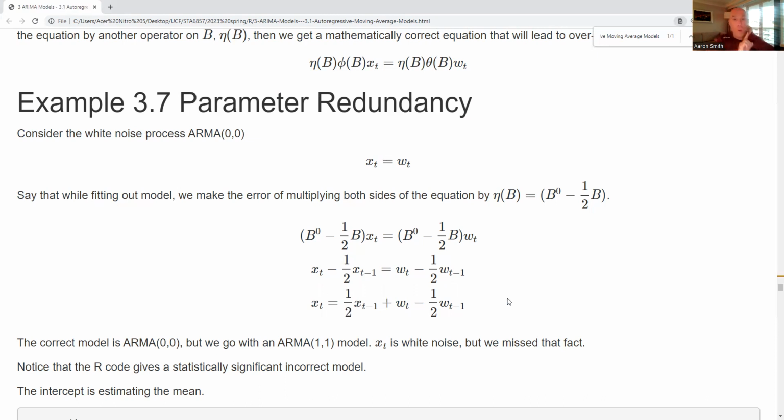Now, the correct model for this is an ARIMA 0-0 model. Here, P and Q would be 0. And so the correct model is ARIMA 0-0. But instead, when I was building up my model, I went ARIMA 1-1. So in reality, our observation is just white noise, but we've missed that. We have said that there's something else going on.